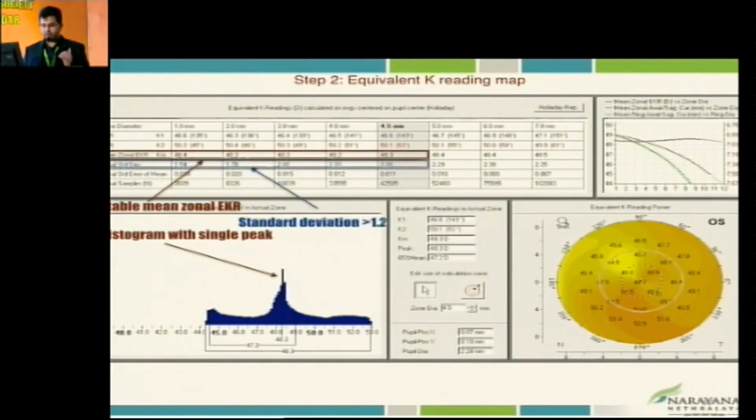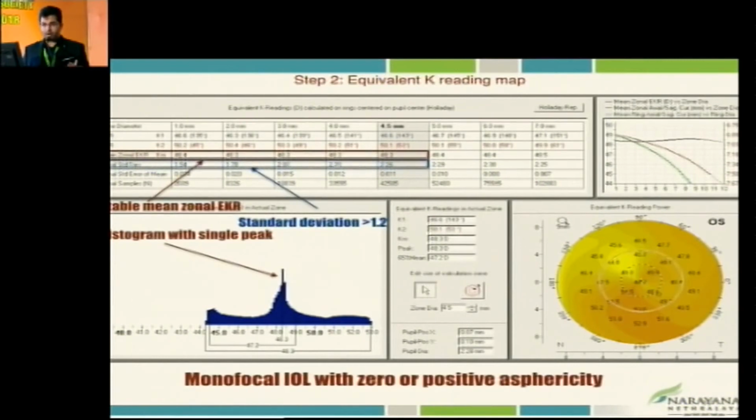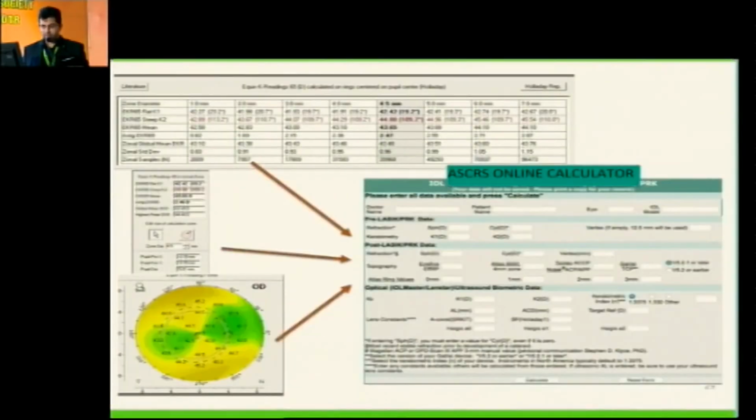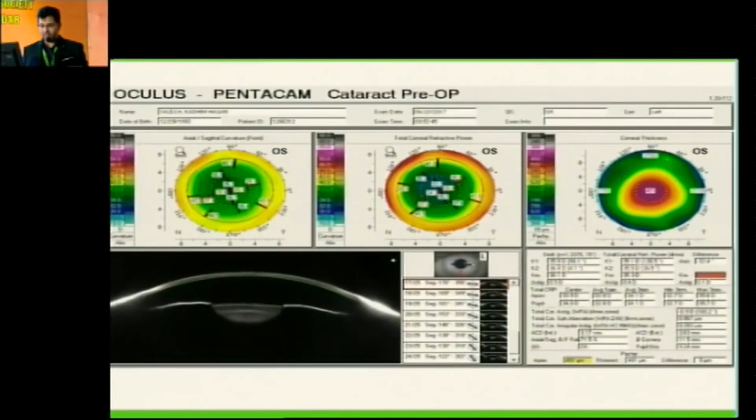You can see the standard deviation is extremely high. So this is a cornea where the power is not very well localized. So we would not prefer going for a multifocal IOL in this case. And these EKR 65 readings are quite useful in the ASCRS online calculator in post-refractive cases. So that gives us a much more accurate IOL power calculation.